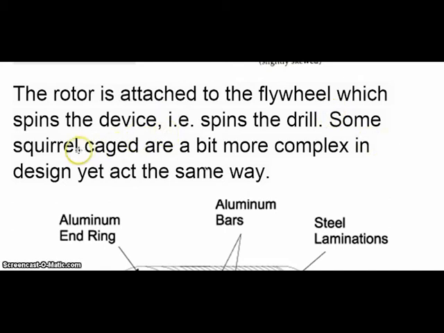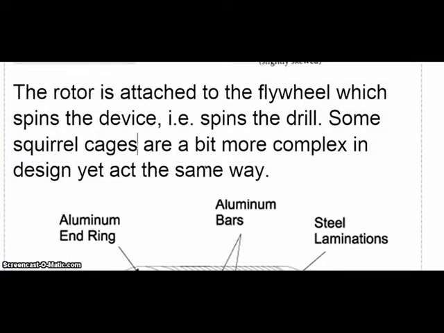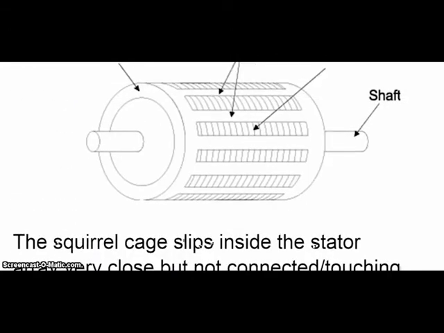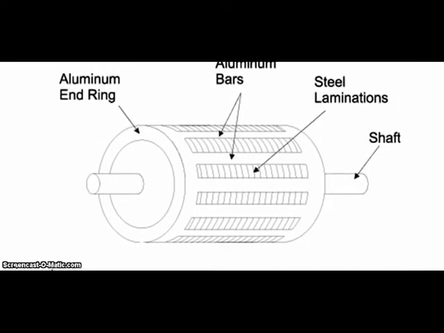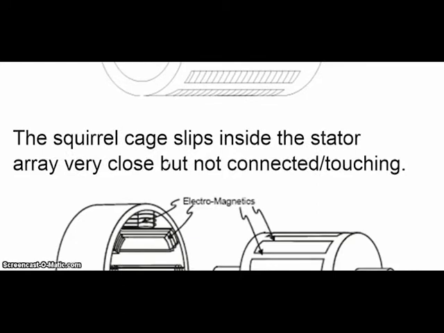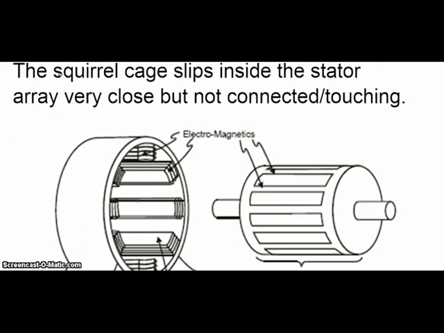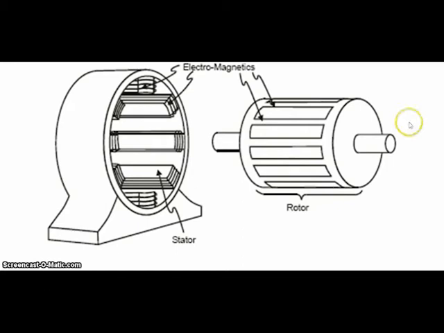Some squirrel cages are a bit more complex in design, yet act in the same way. Okay, so here is one that I found online with laminations and iron cores, a little bit high end. The squirrel cage slips inside the stator, remember stator, which has an array of magnets, very close but not touching.